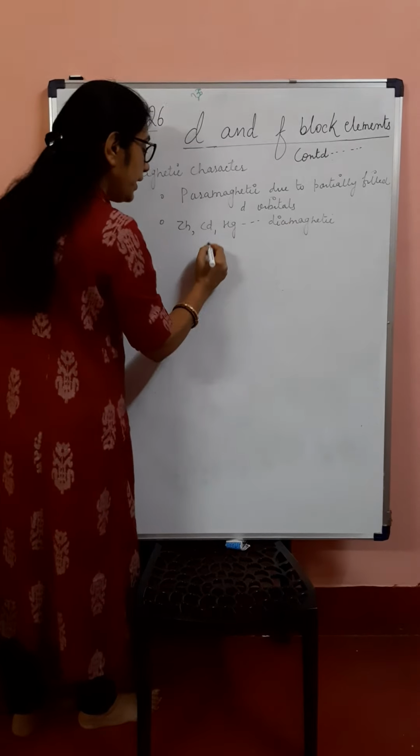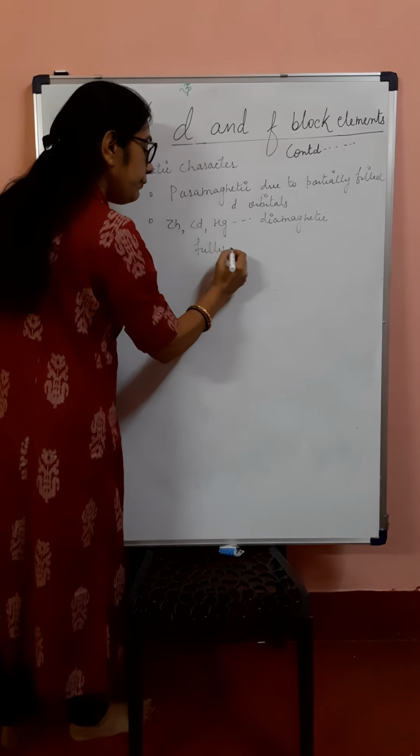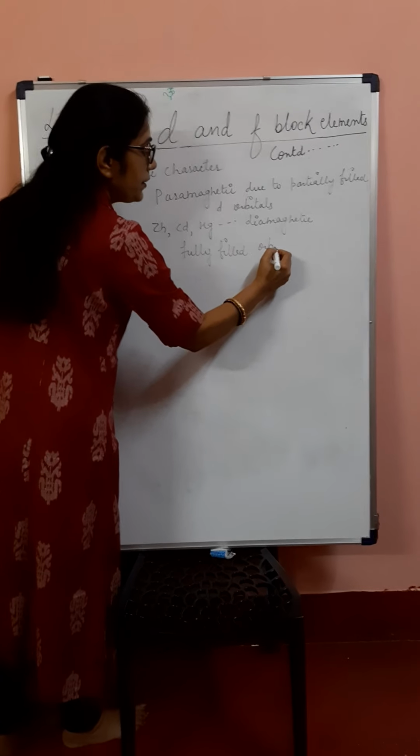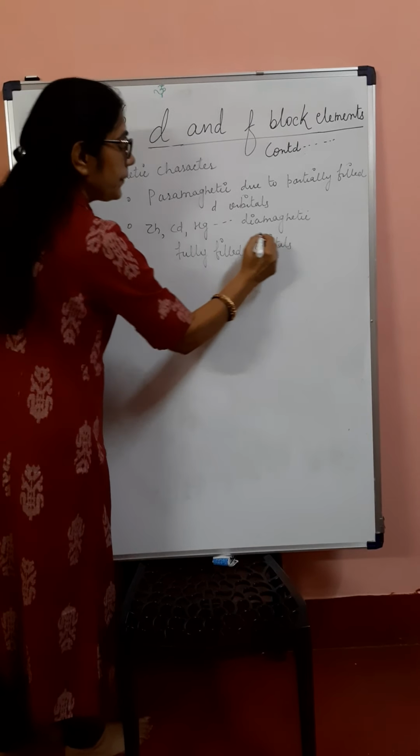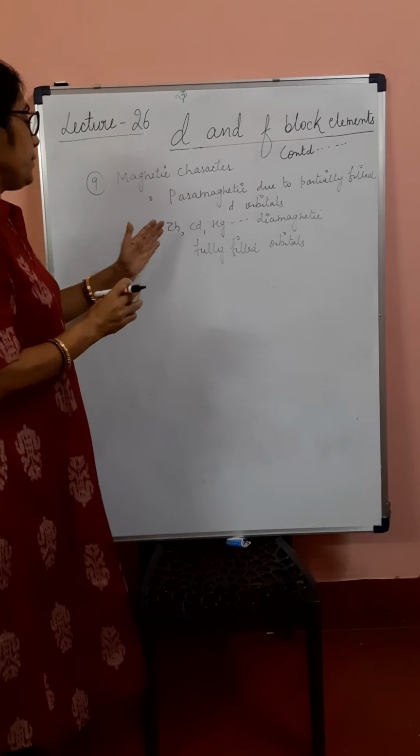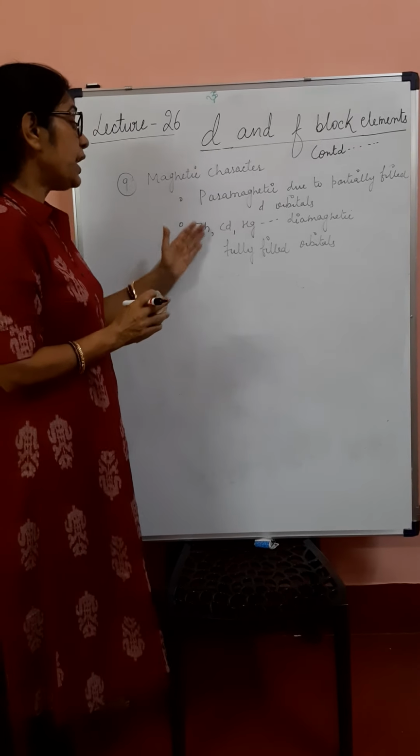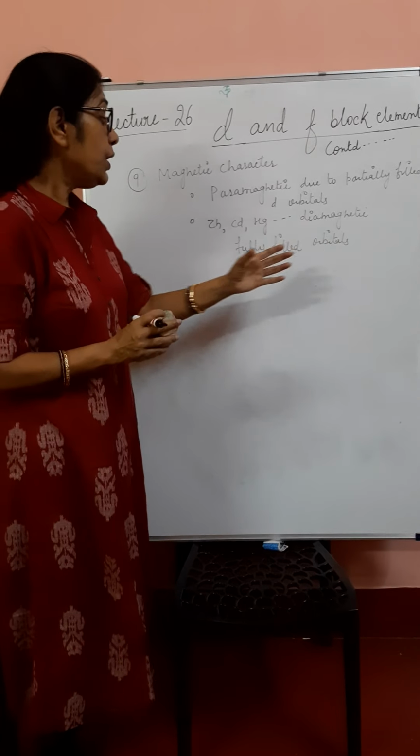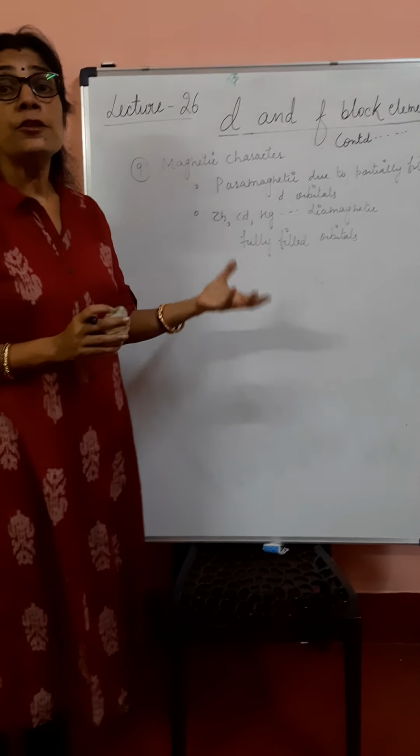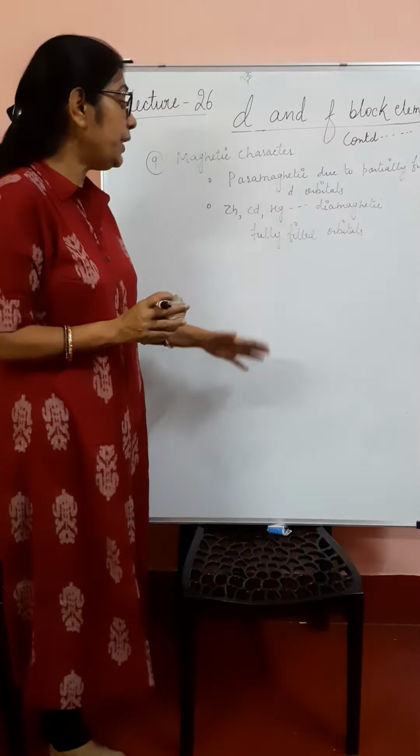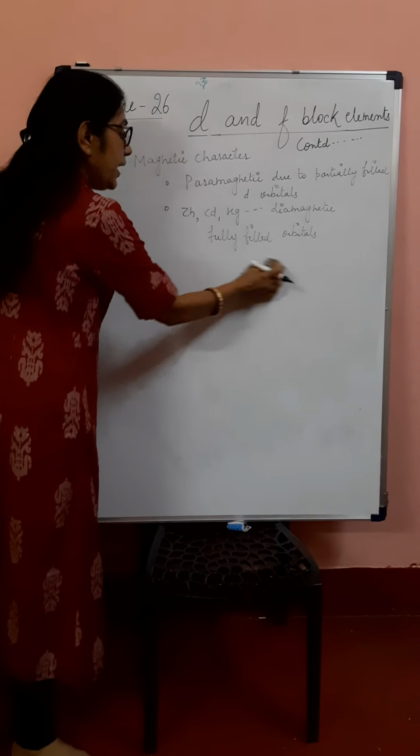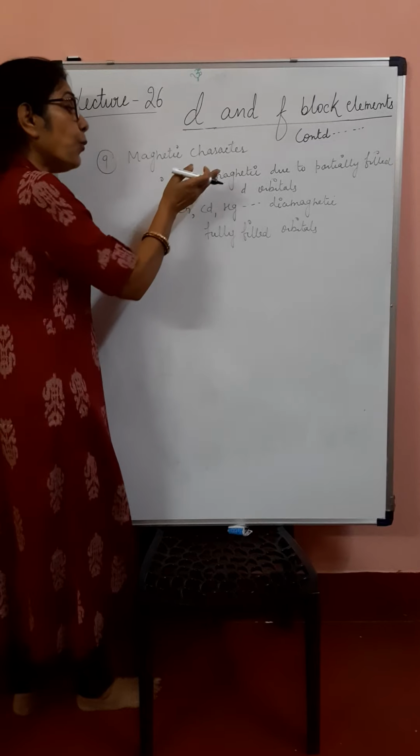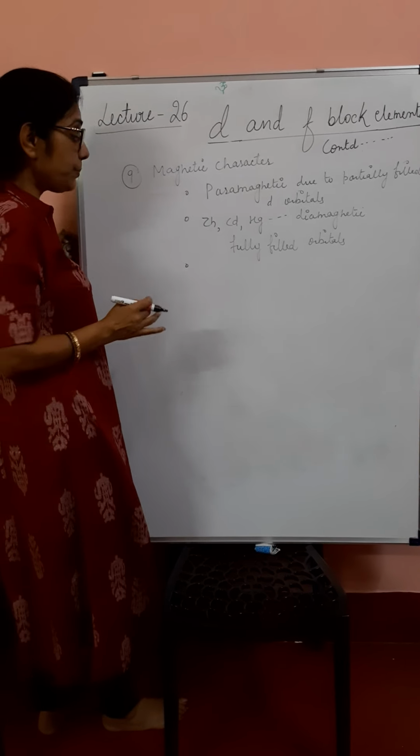Why are they diamagnetic? As they have fully filled orbitals. We have already discussed this. So zinc is 3d10 4s2, cadmium 4d10 5s2, mercury 5d10 6s2. Since they have fully filled orbitals, mu equals 0, the magnetic moment is 0, and that is why they are diamagnetic. How do we calculate the magnetic moment for these paramagnetic species?